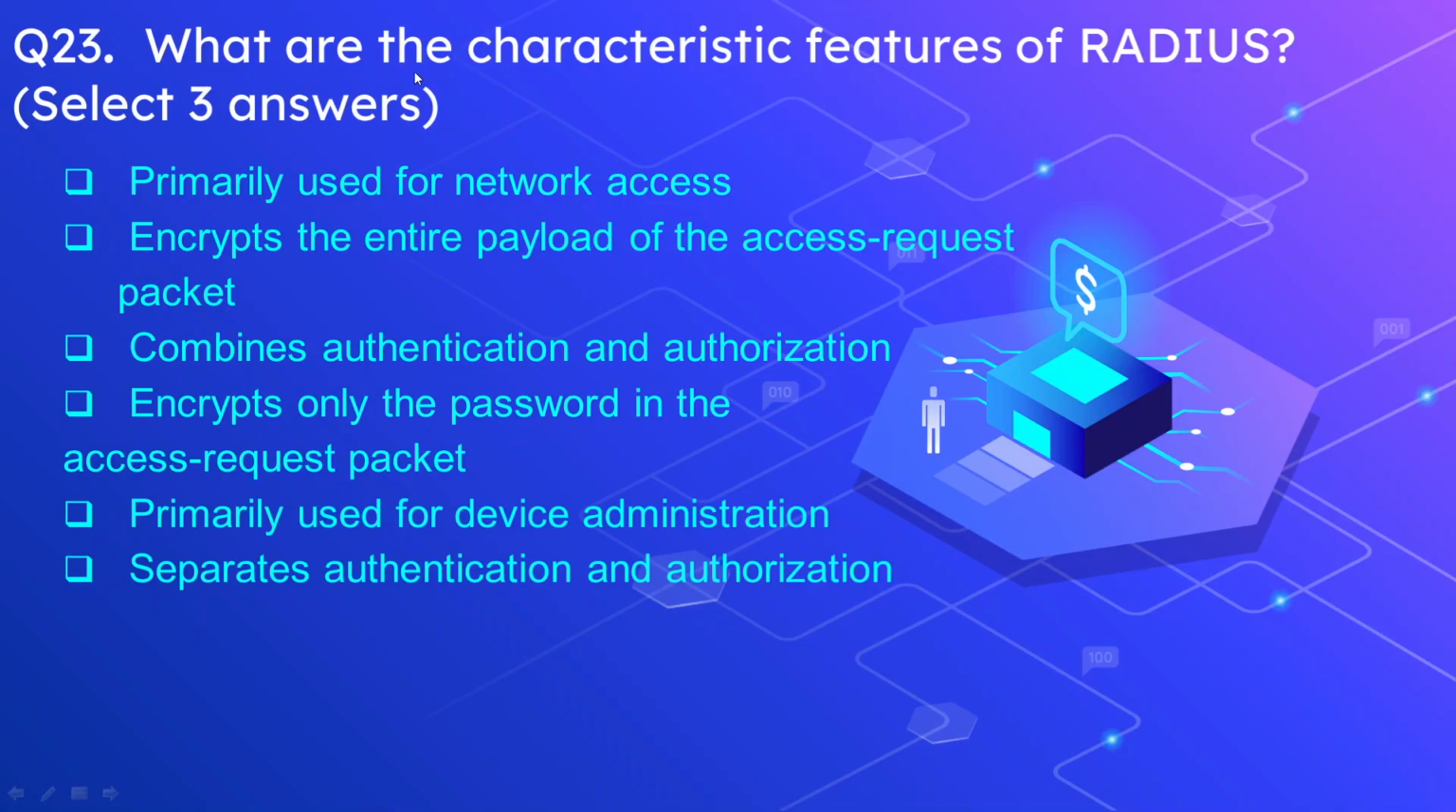Question number 23 is: what are the characteristic features of RADIUS? We have to select three answers, and the correct three answers are about RADIUS. The first one is that it is primarily used for network access. Option 2 is that it combines authentication and authorization, and the last correct option is that it encrypts only the password in the access request packet.